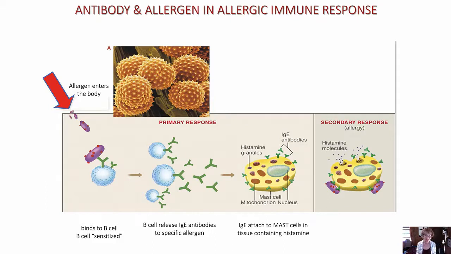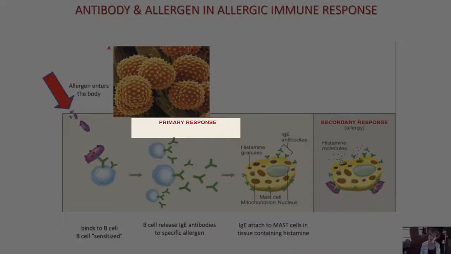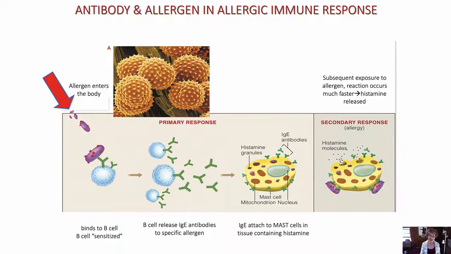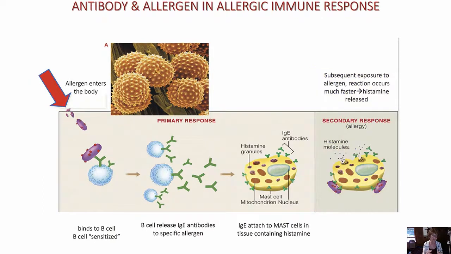These mast cells contain histamine. This is all part of the primary immune response. And then somewhere down the road, I can't tell you when, you're exposed to that allergen, and the reaction occurs much more quickly. Remember, primary immune response takes time. Secondary immune response occurs much more quickly, and histamine is released. And the histamine is what causes the symptoms of an immune response.